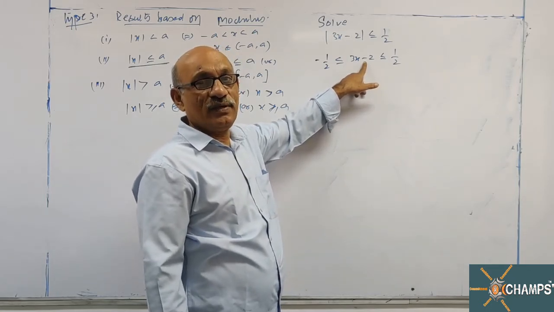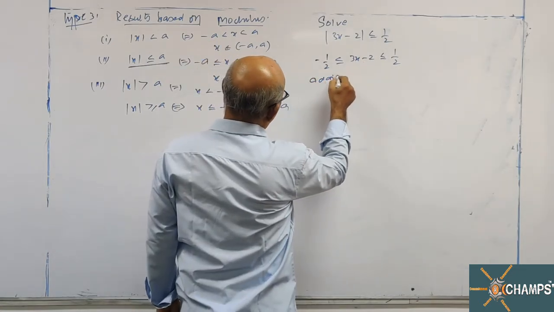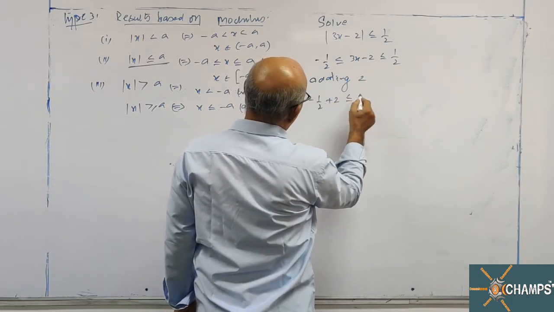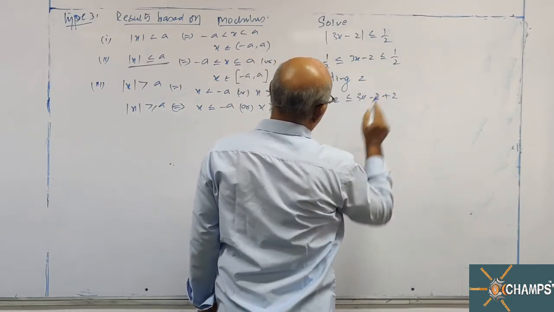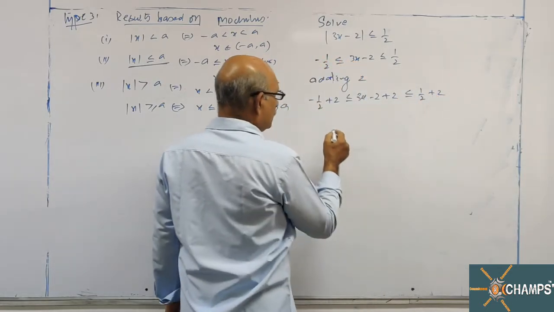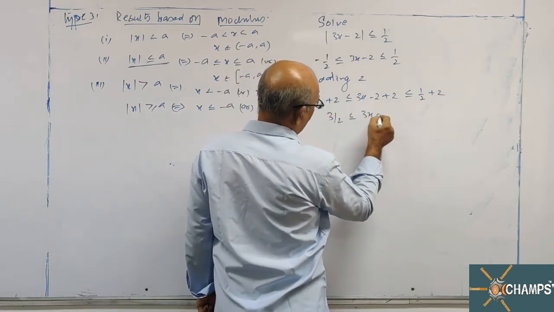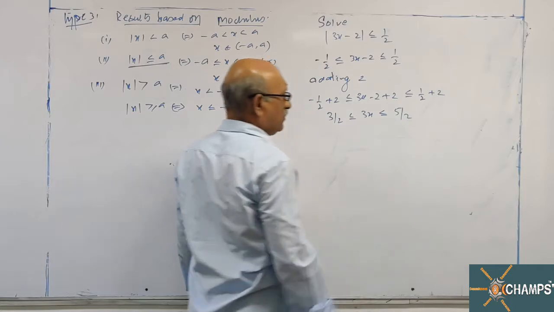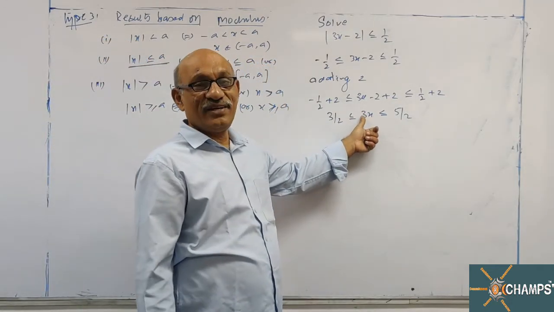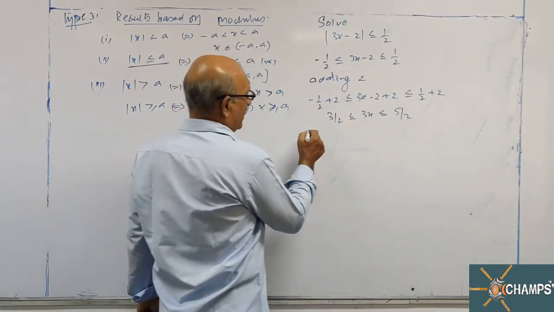So isolate x means keep x only. Adding 2 to all sides, minus 1 by 2 plus 2 less than or equal to 3x minus 2 plus 2 less than or equal to 1 by 2 plus 2. 4 minus 1, 3 by 2 less than or equal to 3x less than or equal to 5 by 2. Constant is eliminated, but x is having 3 as its coefficient. You need only 1 as its coefficient, dividing by 3.